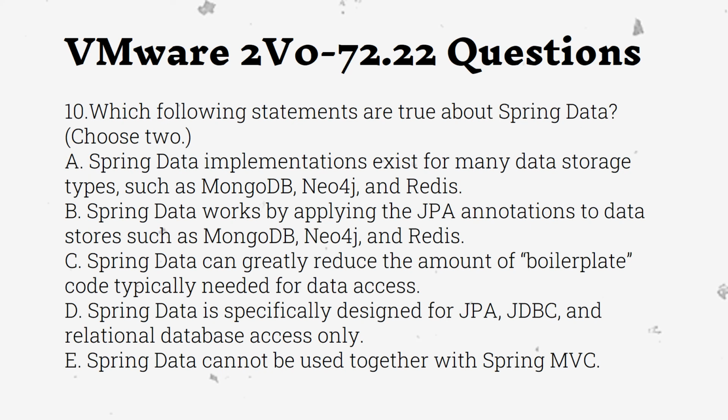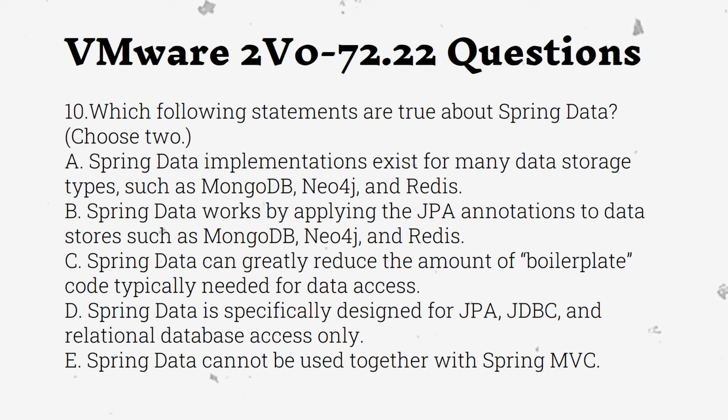10. Which of the following statements are true about Spring Data? Choose 2. A. Spring Data implementations exist for many data storage types, such as MongoDB, Neo4j, and Redis. B. Spring Data works by applying the JPA annotations to data stores such as MongoDB, Neo4j, and Redis.